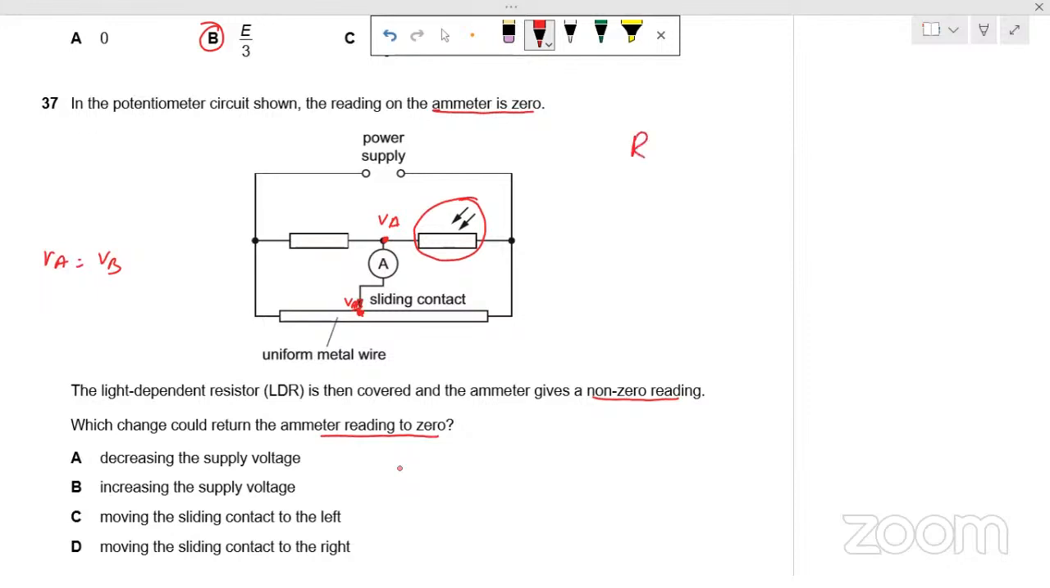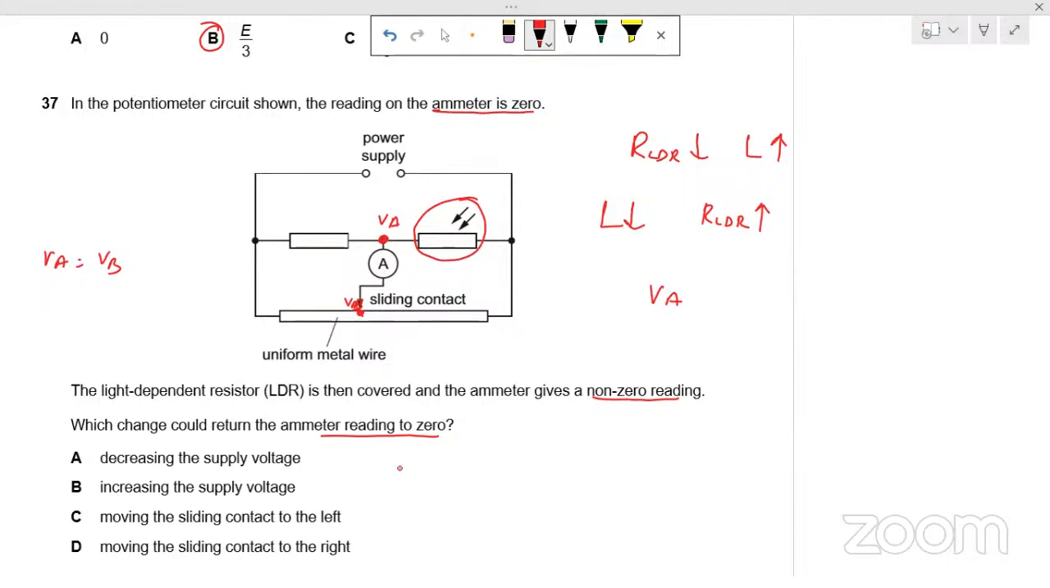You know, the resistance of an LDR decreases as light is increased. But over here, the light intensity has decreased as it is covered. So the resistance of the LDR will increase. If the resistance of the LDR has increased, then the voltage at point A will not be equal to the voltage at point B.